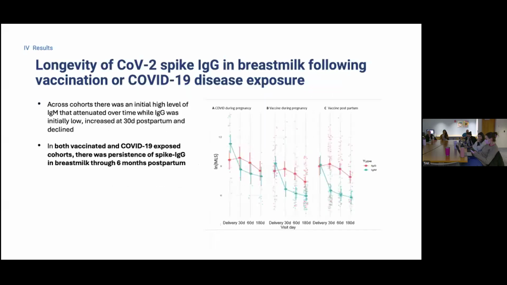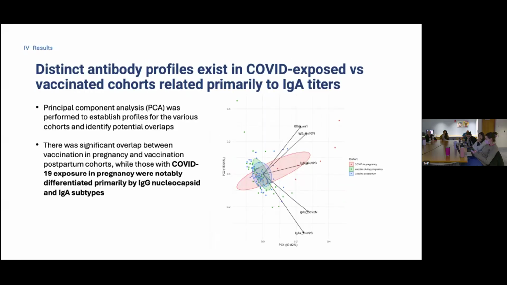Go back. Can you make the font a little bit larger? Yeah, I think you had space to increase your font a little bit. That's it. And then that second bullet point can be two separate ones. So: significant overlap between vaccination and pregnancy, and vaccination postpartum, new bullet point, and COVID-19. Okay.